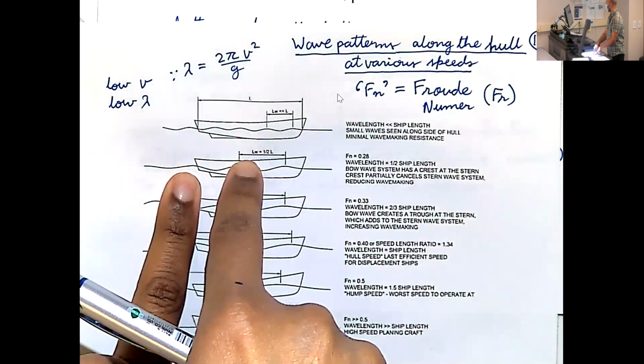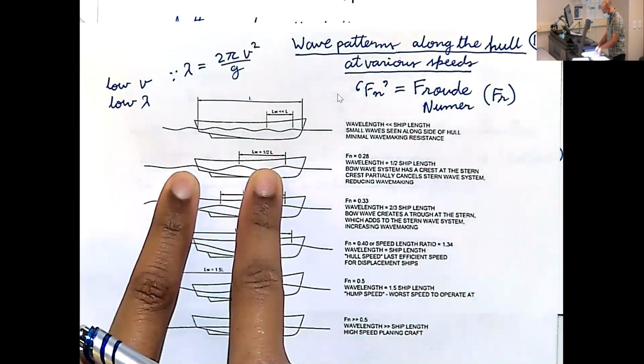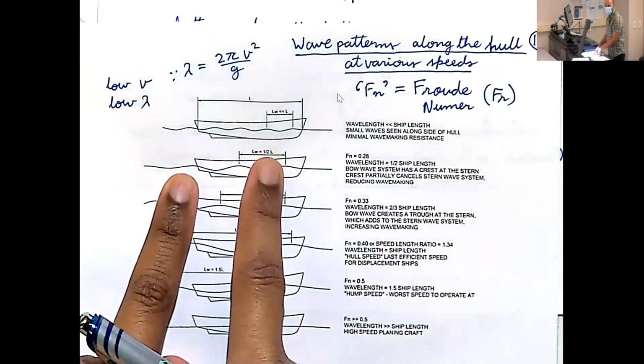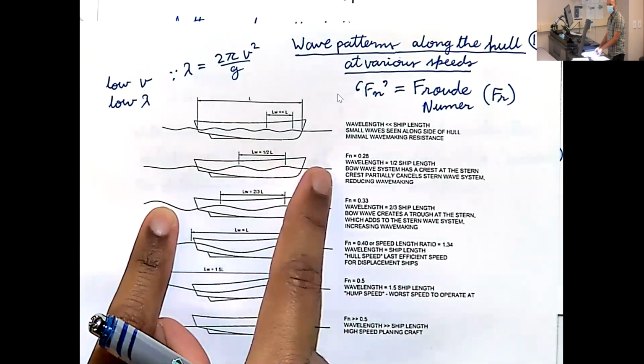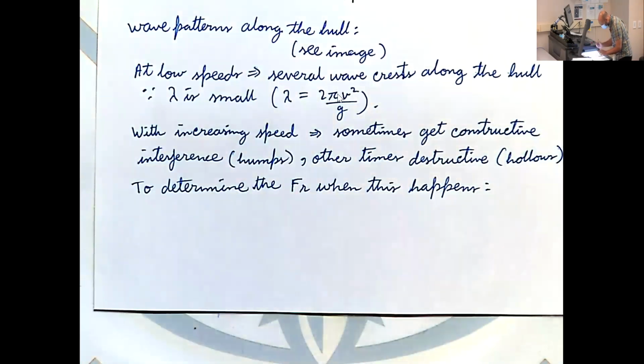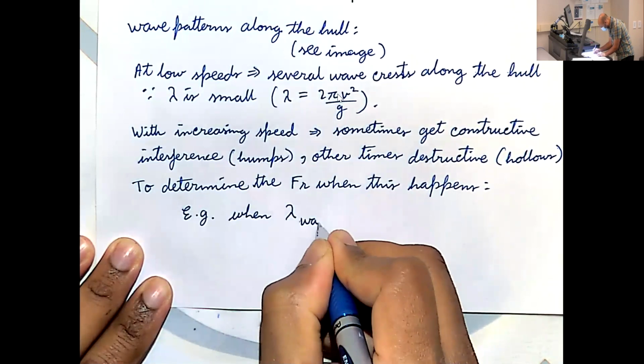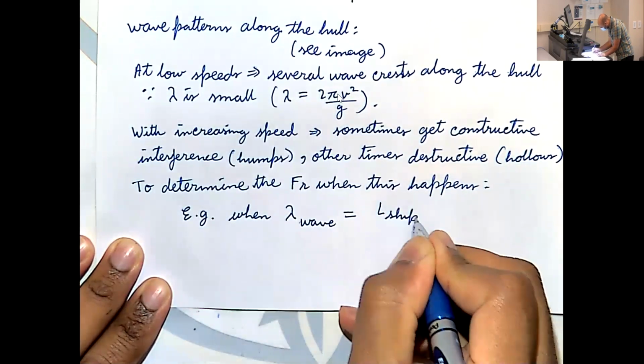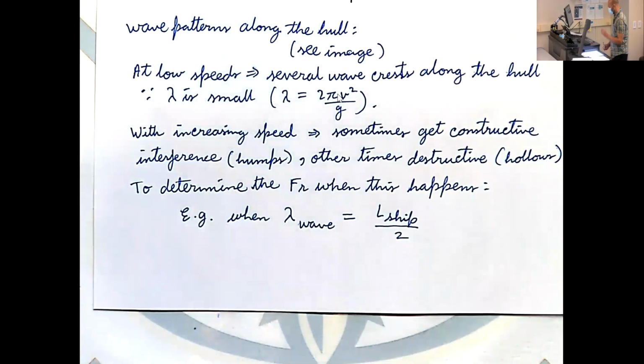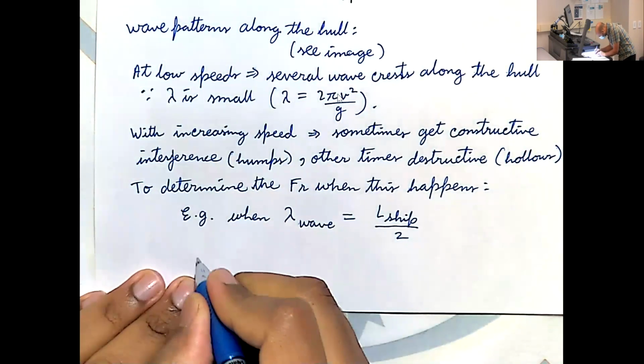Okay, let's pick a specific example. So this one, when lambda is exactly half of the hull length, we expect to get 2 full waves along the hull. If you know the lambda, if I give you the lambda of the wave, what can you tell me? You can tell me the speed of the boat, right? The speed it's going at. So we can determine it.